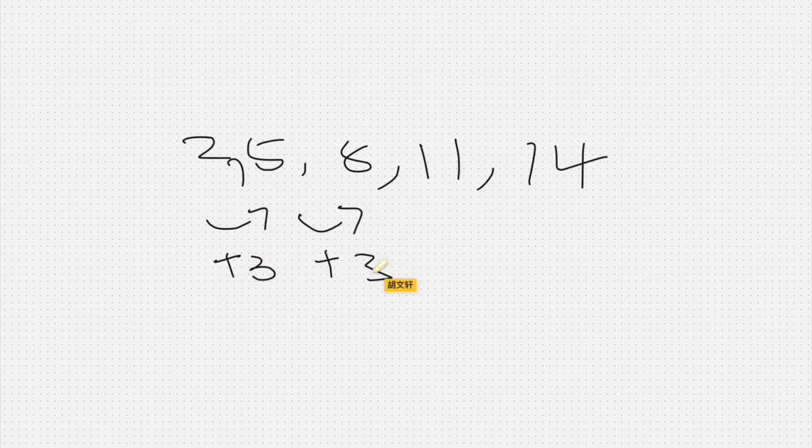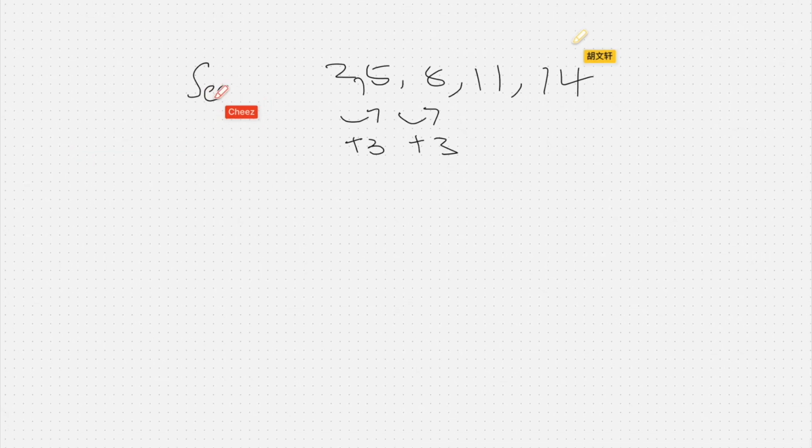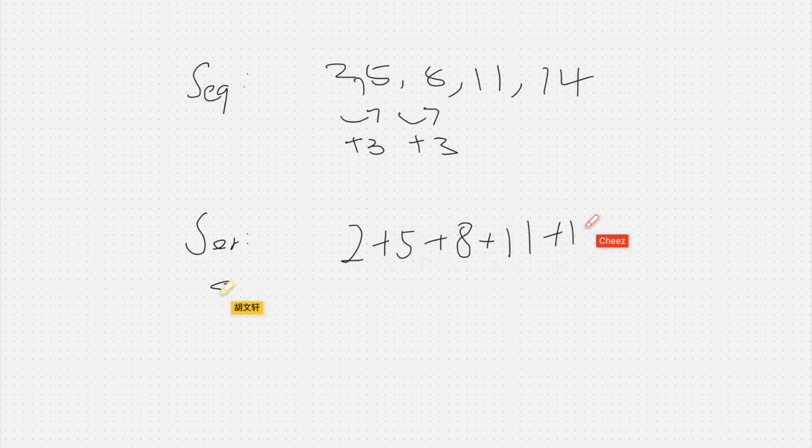Yep, exactly. And what is a series? A series is what you get when you add the terms of a sequence together. So using the same example, it will be 2 plus 5 plus 8 plus 11 plus 14. And we denote this using the sigma sign. That's a series, specifically the sum of the first 5 terms of the sequence in this case.